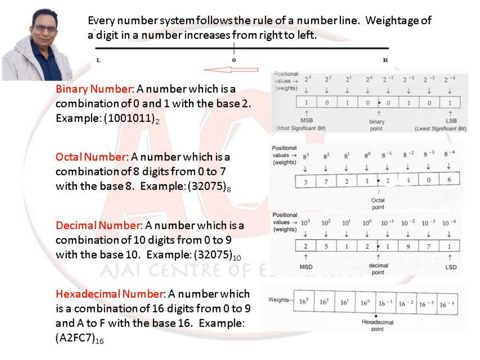Decimal number: a number which is a combination of 10 digits from 0 to 9 with the base 10. Example, 32075 base 10. Hexadecimal number: a number which has a combination of 16 digits, from 0 to 9 and A to F, with base 16. Example, A7C7 base 16. The different combinations which are written here are not fixed. You can have any combination of digits here.